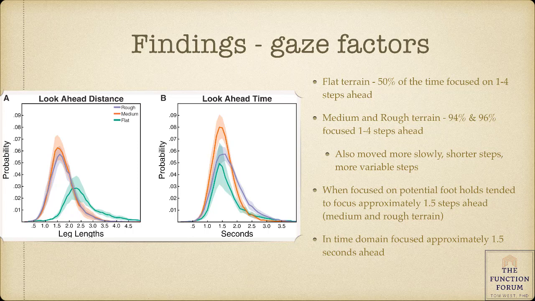In the time domain, so if we look at not just where they're looking based upon where they're going to place their feet, but how much ahead in time they're looking, they tend to be focused about 1.5 seconds ahead. And this kind of goes along with some other studies where it seems that we have this window of 1.5 to 2 seconds whenever we're doing any kind of motion that we're always trying to plan. We want to know what we're doing over the next 1.5 to 2 seconds in any kind of complex movement challenge.